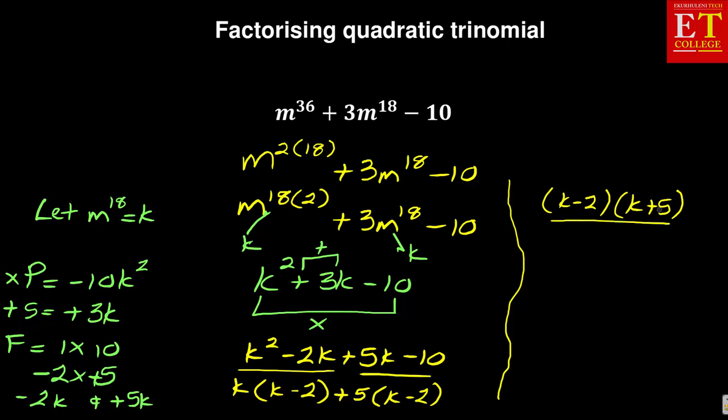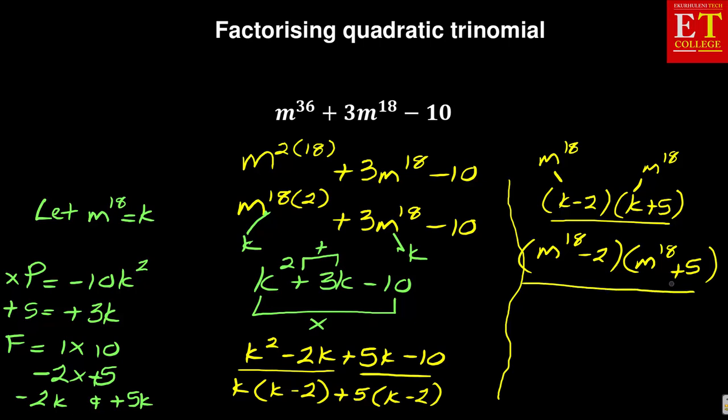But the thing is, I was not given a k in the beginning, I was given m. But don't forget, we said where there is k, you put m18. So here you put your m18, and here you replace it with your m18. So the final answer now becomes m18 minus 2 and m18 plus a 5. Then this becomes the final answer in this case.